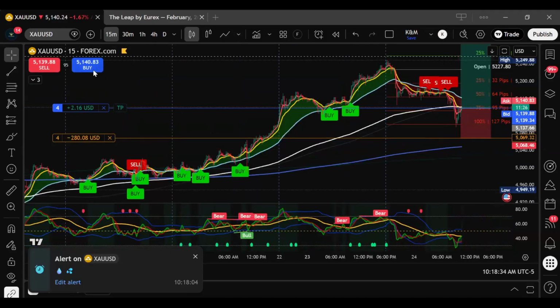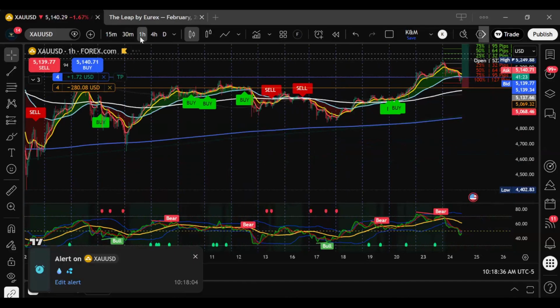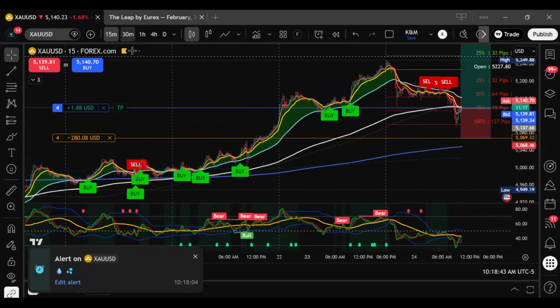So on the hour, I got buys going in. We're still in the uptrend. It's right at the water right now, so we're going to see where that goes.